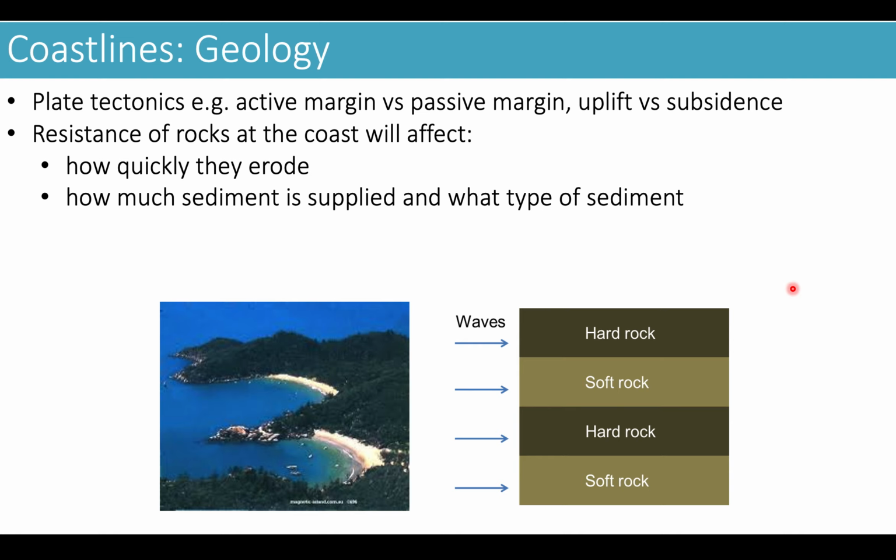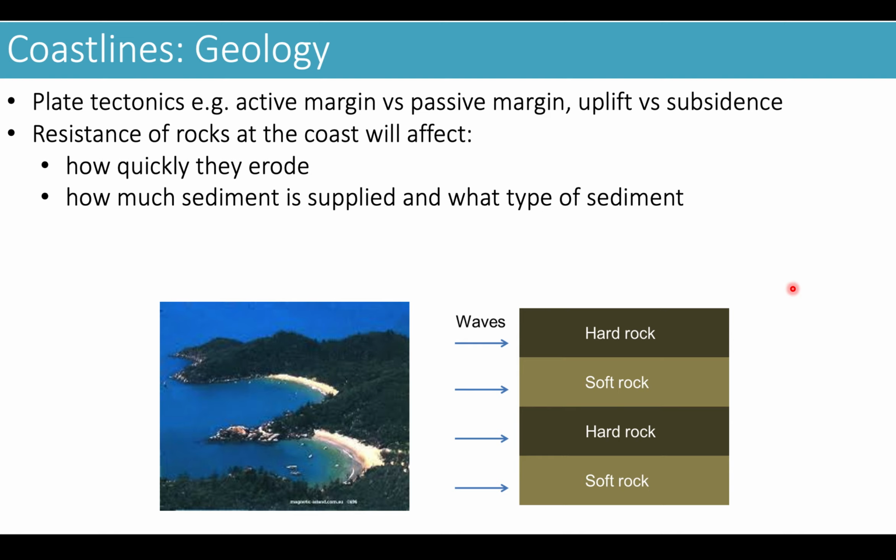Coastlines really start with the geology of the coastline. So what is the coastline made of? That is going to influence how that coastline changes in time. So it's all about plate tectonics. Are we at an active margin? Is it a passive margin? Has there been uplift or subsidence? So has the land lifted up or has it sunk down?